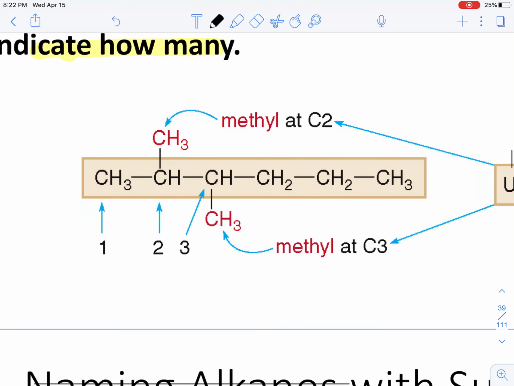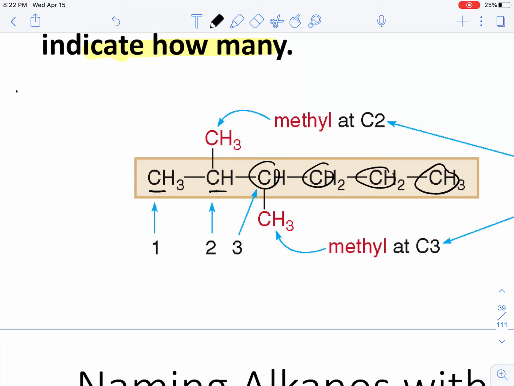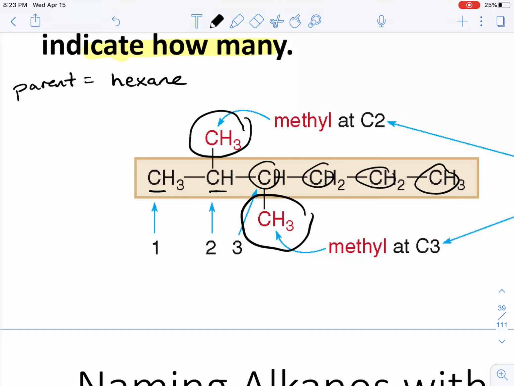So first and foremost, we need to identify the parent chain. The parent chain has already been boxed for us. And so here we have 1, 2, 3, 4, 5, 6 carbons. And so the parent name is going to be hexane. 6 carbon, hex, single bond, A-N-E. But here we have 2 substituents. And since it's a 1 carbon substituent on both, we're going to say methyl and methyl.